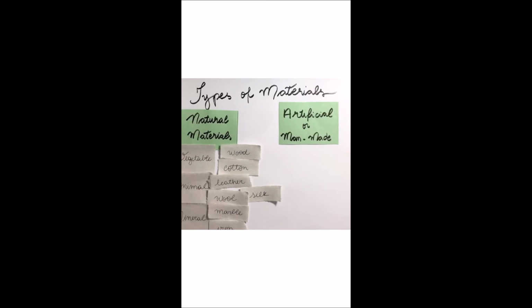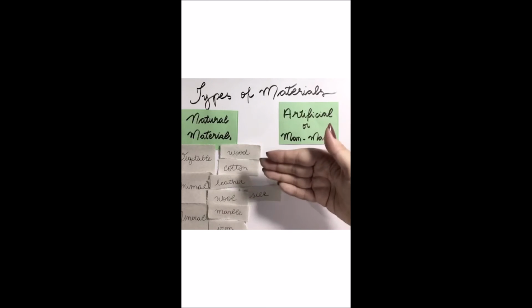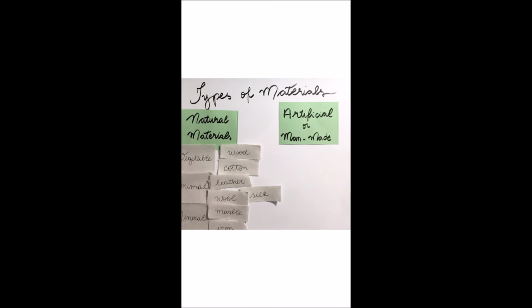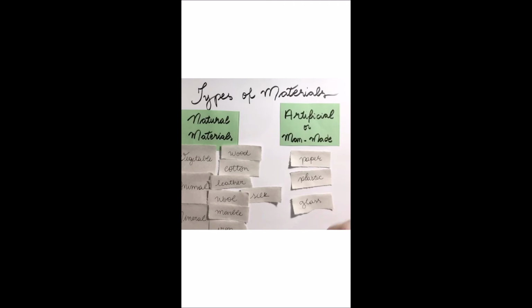We have the artificial or man-made materials. Those are made by people using natural materials. So, man collects some natural resources, like the ones mentioned here, to produce new materials. For example, we have the paper, we have the plastic, we have the glass, and so on. All those materials are produced by man using those natural resources, okay?